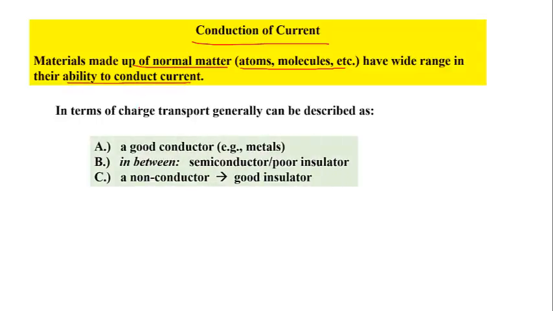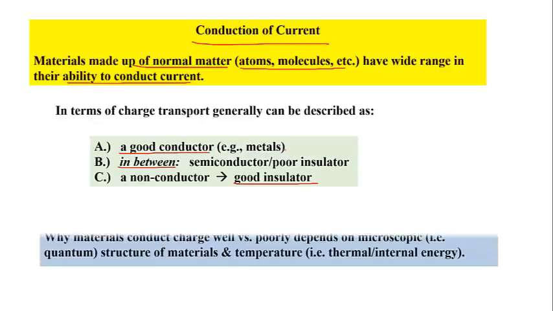So in terms of charge transport, we usually describe these things as a good conductor, for example metals, something in between, which are semiconductors or very poor insulators, and a non-conductor, which we call good insulators.